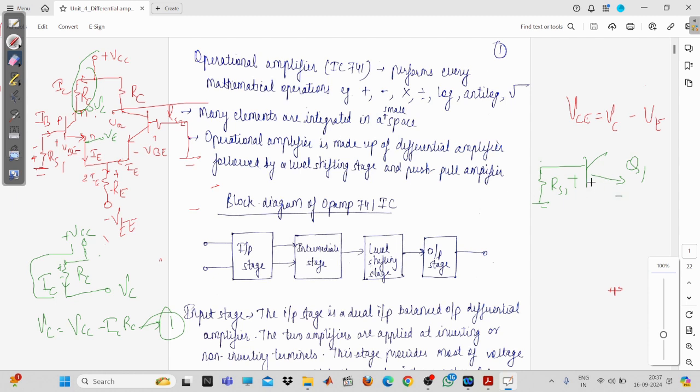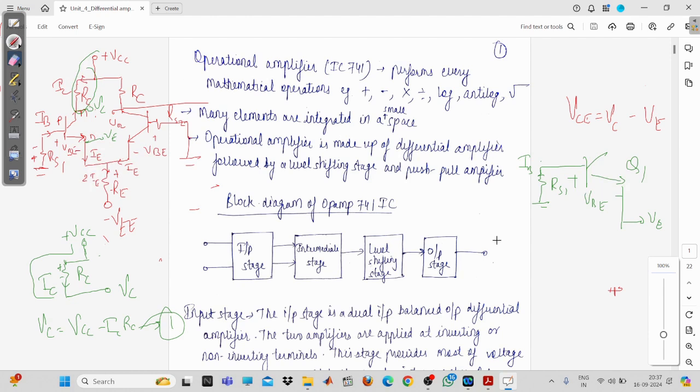You can take this Q2 also, not an issue, because we are not much concerned about the output signal, that is the AC input signal. This is VBE and this one is VE. Fine. So what I can write, if I apply a KVL up to this point only, you don't have to go for the entire loop because our interest is only the voltage at the emitter terminal.